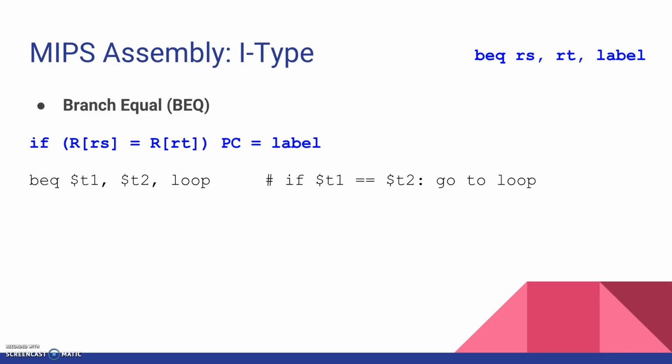Another I-type is branch equal. This is especially useful in doing conditional operations. So it checks two registers to see if they're equal or not. If they are equal, it'll go ahead and jump to your specified label, in this case loop.